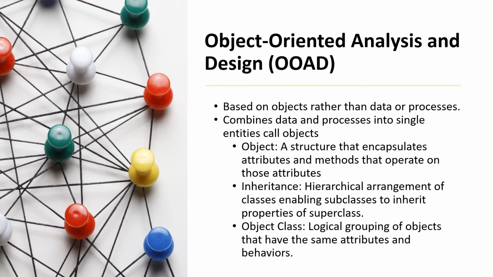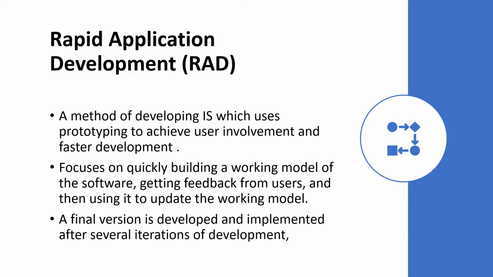Inheritance is about hierarchical arrangement of classes, enabling subclasses to inherit properties of a superclass. Object class is a logical grouping of objects that have the same attributes and behaviors, what we usually call an object template.